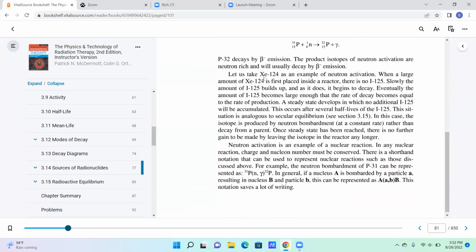So when a large amount of xenon-124 is first placed inside the reactor, there is no iodine-125. Slowly it builds up, and as it does, it begins to decay. Eventually, the amount of iodine-125 becomes large enough that the rate of decay becomes equal to the rate of production. So you end up with a steady state. This occurs after several half-lives of iodine-125, and it's analogous to secular equilibrium. In this case, the isotope is produced by neutron bombardment rather than decay from the parent.